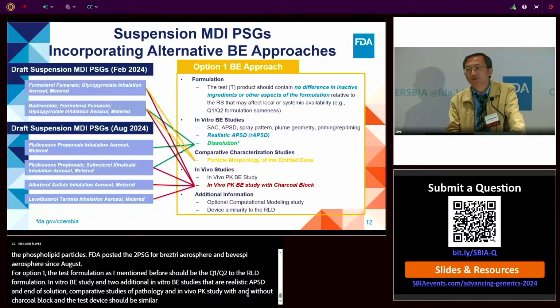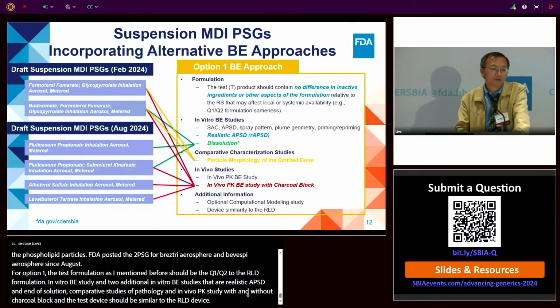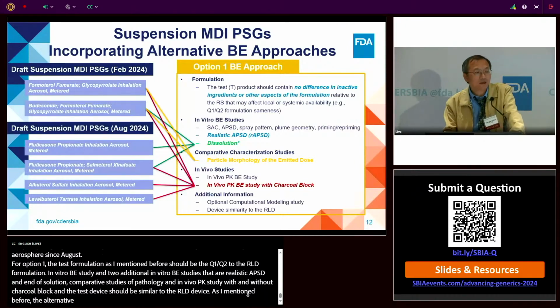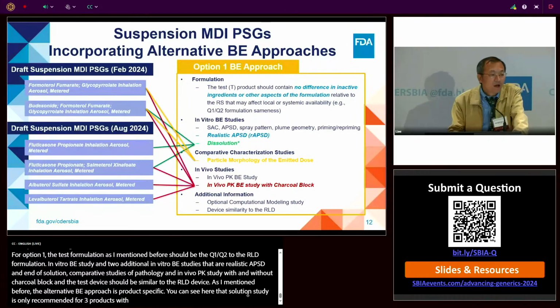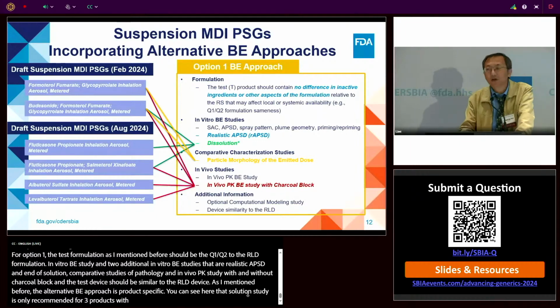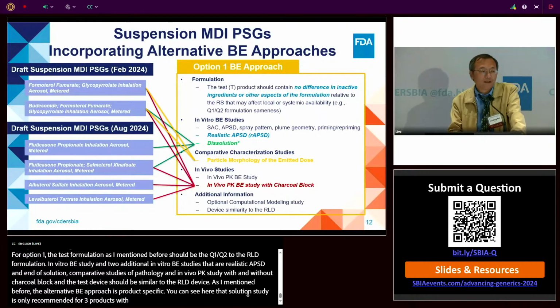As I mentioned before, the alternative BE approach is product specific. You can see here the dissolution study is only recommended for three products with slow dissolving APIs, and the particle morphology study is only recommended for 2 products that have the porous structure.